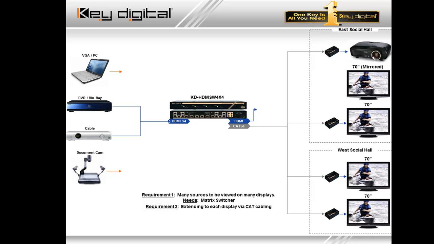Requirement number 2, extending via cat cabling. Now here is something rather custom that you can offer with the Key Digital line of HDMI matrix. You can, as we just showed, utilize the HDMI output to feed external baluns, the baluns that are not included in the matrix, okay? As the matrix does feature the RJ45 ports, of course. And yet you can do them at the same time if you'd like.